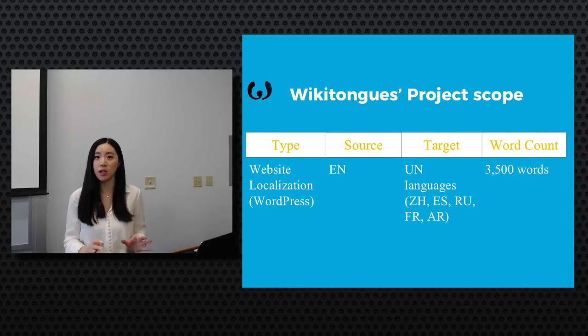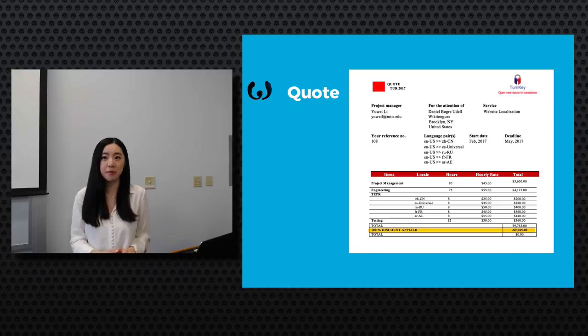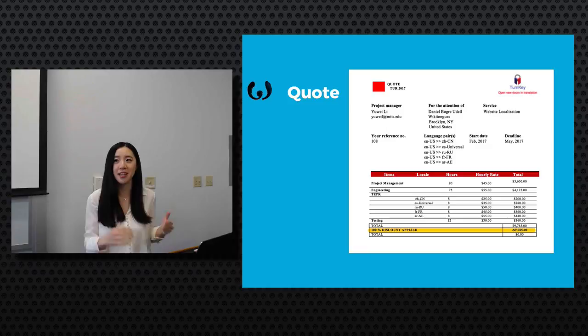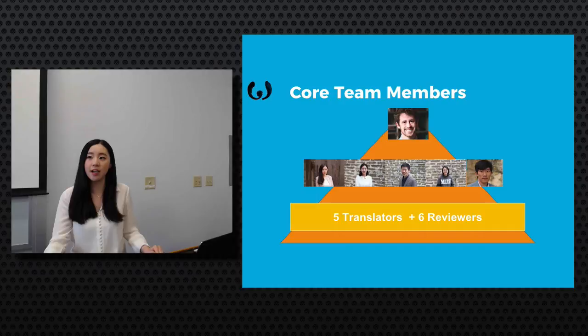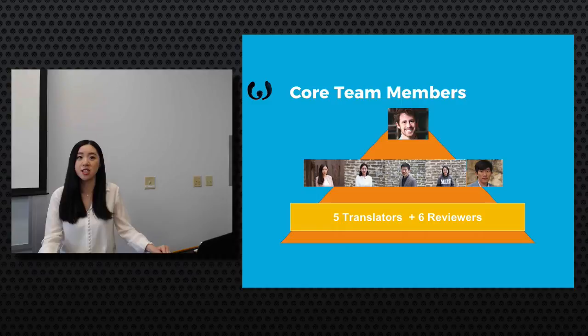We also created a quote for them, billing for project management, engineering, TP, and testing. We thought that we would be charging $9,765, but we gave them a 100% discount coupon, so $0 for them. The core team members: our direct contact from WikiTongues was Daniel, and below him we have us, our team. And then we also have 5 translators and 6 reviewers for our entire project.